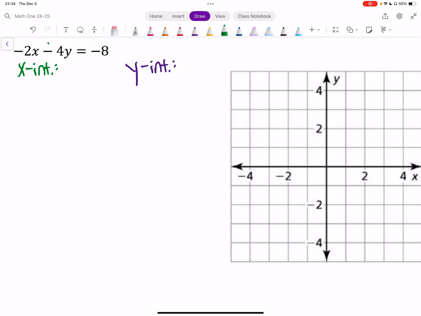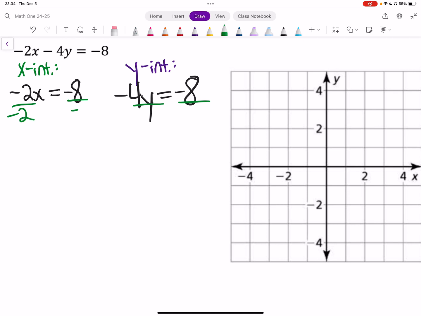Once again, I want to write an equation with only x in it in order to find the x-intercept, which means I am putting in a 0 for y. What remains is negative 2x is equal to negative 8. Similarly, if I want to find the y-intercept, I'm going to plug in a 0 for x, and I know that the y part of my equation must stay. What remains is negative 4y is equal to negative 8.